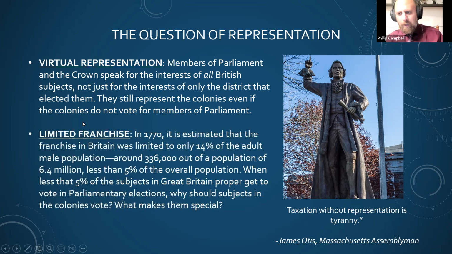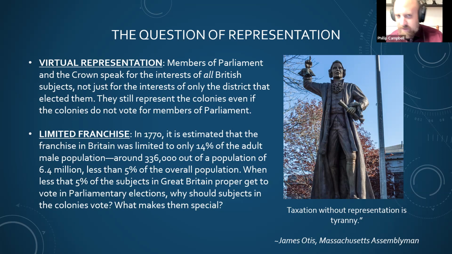But secondly, we have to keep in mind the limited franchise. Another rebuttal of the British was this. They said, well, look, in 1770, the voting class in Britain was limited to only 14% of the adult male population. 14%. Now, read that again. It's not 14% of the population, but 14% of the adult male population. So this is really less than 5% of the whole population, or about 336,000 out of 6.4 million.